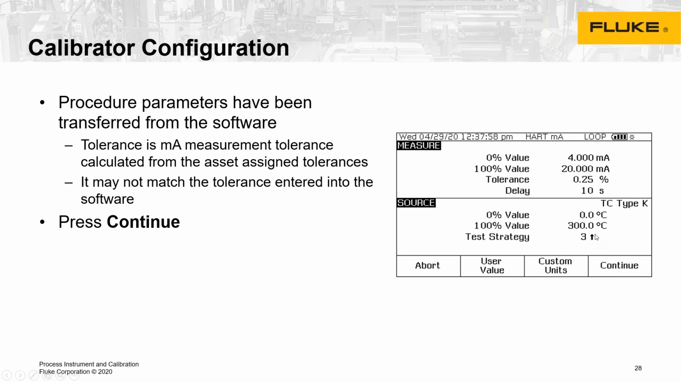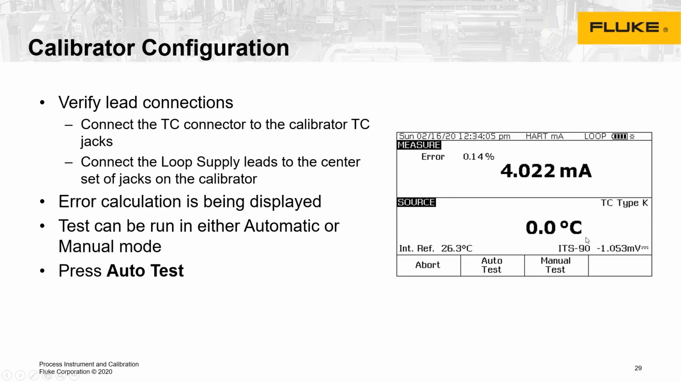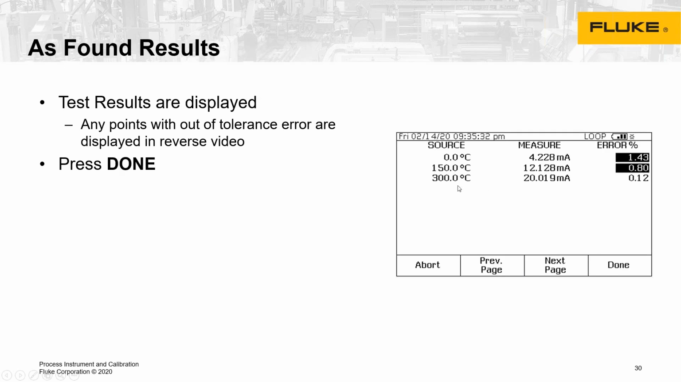If the test strategy is not a simple 3, 5, or 7 up or down, it will say standard or non-standard test strategy here. Once we're done, we will hit continue. We will select auto test to start an automatic test. It will run through the 3 points of calibration, source, and measurement, and find the error. Here we found 2 spots that are outside of our 0.25% of error. They've been flagged with reverse video.